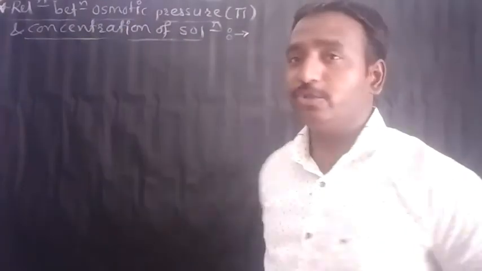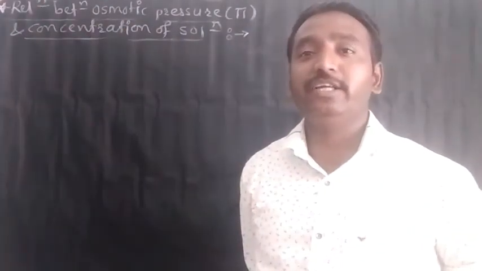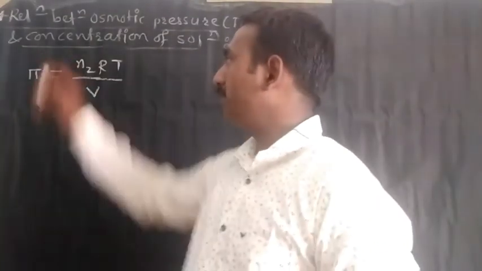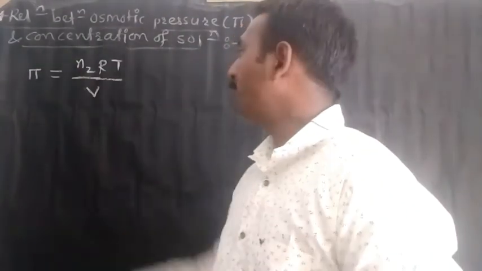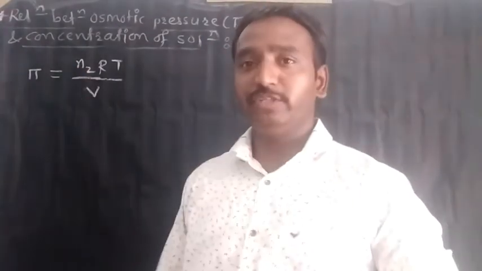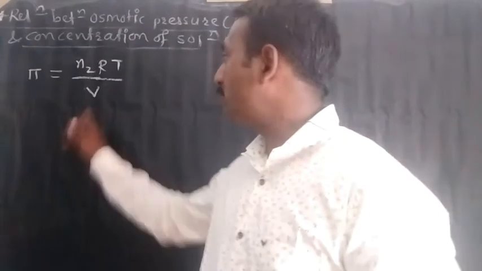There is one relation between the osmotic pressure and the concentration of the solution, and that relation is given in our textbook as pi is equal to N2RT upon V. From this relation we can say that N2 is nothing but the number of moles of solute and V is the volume of the solution. And number of moles upon volume means concentration.